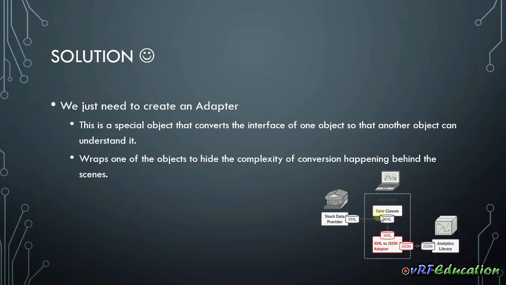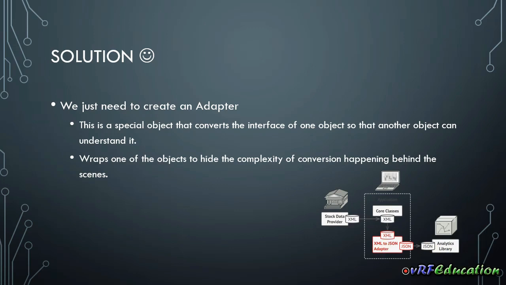For example, here we have our application that gets data from different sources in XML format. These are core classes. Here we create an XML to JSON adapter that receives XML data and calls the analytics library with JSON format. Here we hide the complexity of conversion inside this specific class, the adapter class.